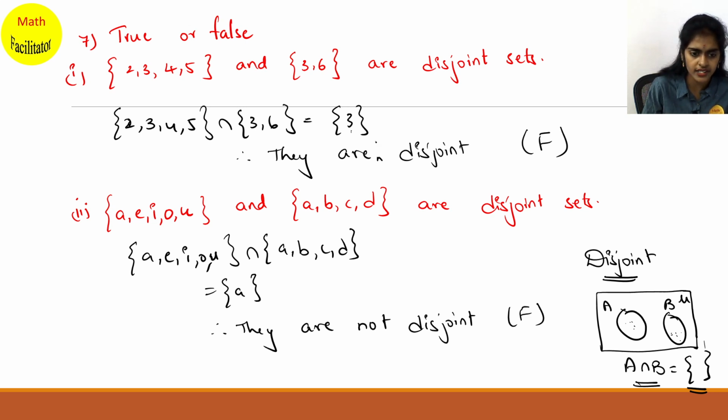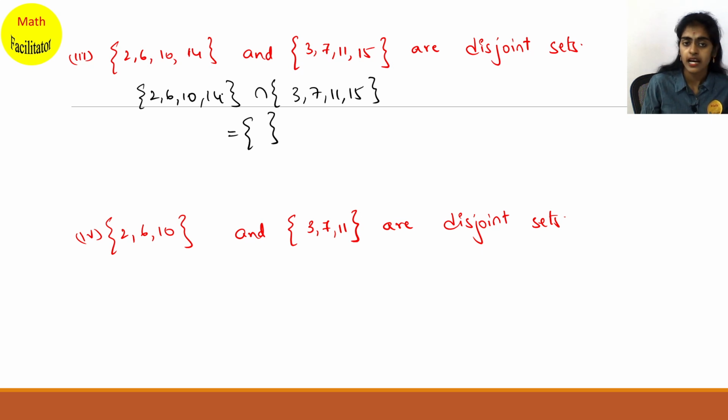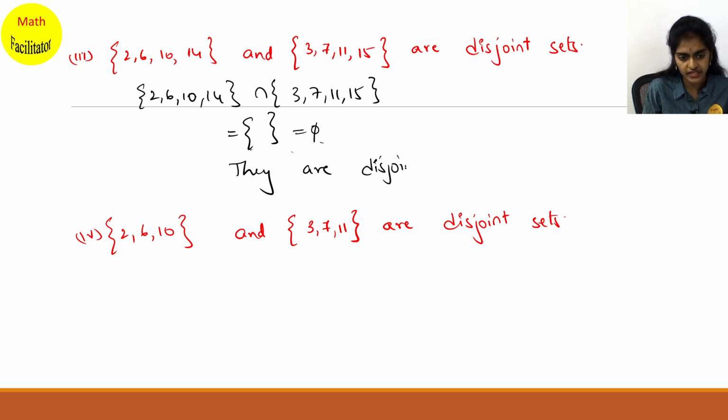Here also they are not disjoint, they have something in common. Now here let us find the intersection of 2, 6, 10, 14 and 3, 7, 11, 15. Is there anything in common? There is nothing in common. So the intersection of these two sets gives me an empty set, or phi. Empty set you represent as phi. So they are called disjoint sets. Here the intersection of these two sets is empty, so they are disjoint. So here it is true.